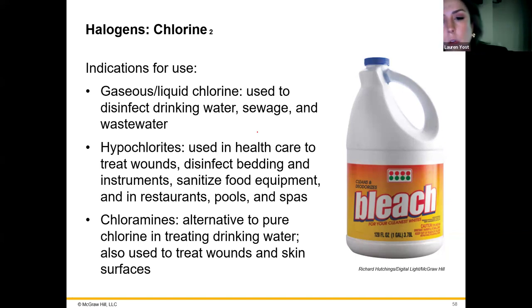So don't just go home and bathe in a whole thing of bleach. Look up online, talk to your doctor about what concentration you should be using before you try something like that, please. Okay, and it's not meant for full-on hours of bathing. It's meant for like 15 minutes or something. All right, chloramines, water treatment.